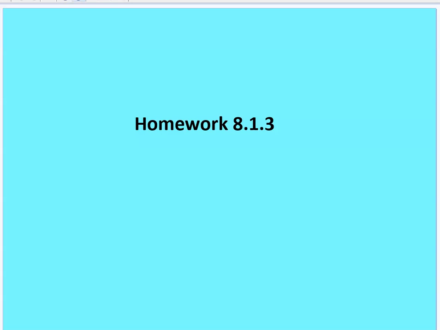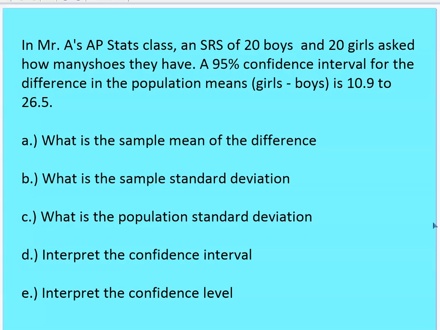All right, so this brings us to homework 8.1.3. In Mr. A's AP Stats class, an SRS of 20 boys and 20 girls were asked how many shoes they have. A 95% confidence interval for the difference in the population means, girls minus boys, is 10.9 to 26.5. So I need you to find the sample mean of the difference, sample standard deviation, population standard deviation, interpret the confidence interval, and interpret the confidence level. I'm going to give you a moment to write all this down, and then I'm going to move on.